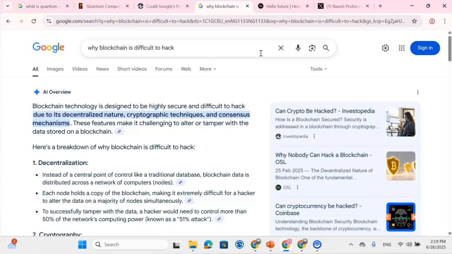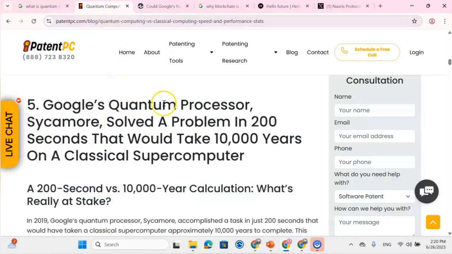Now, why it has not been hacked is because of this technology here, as you've just seen: because it is decentralized, because of the cryptographic techniques and the consensus mechanism. That is why blockchain has not been hacked. But there's a problem that is actually coming, which is quantum computer. Now, it has been proven that quantum computer can actually hack into a blockchain. Now you can see what quantum computer can actually do. This is just mind-blowing.